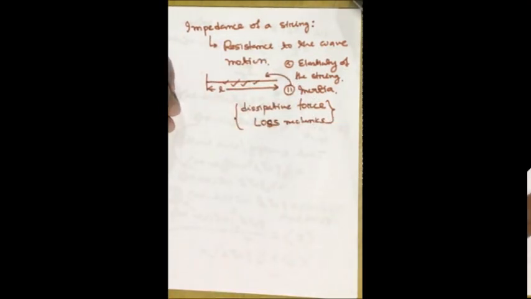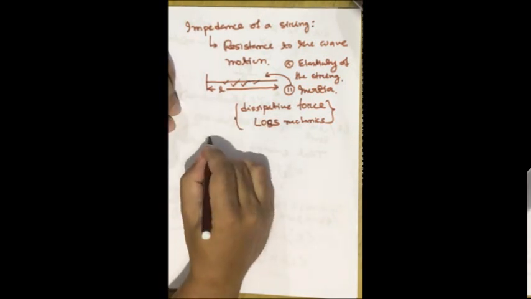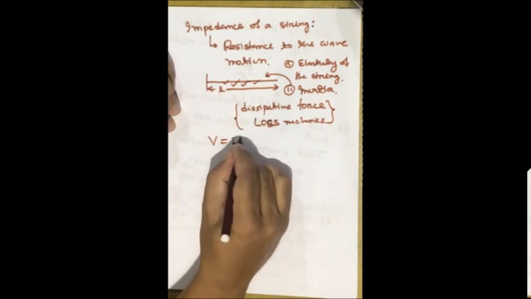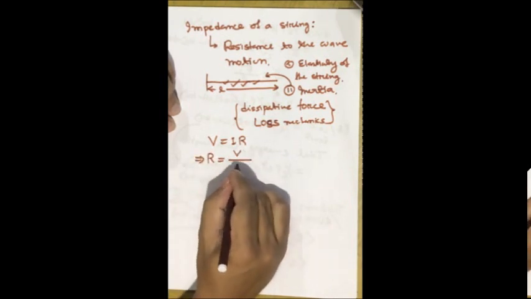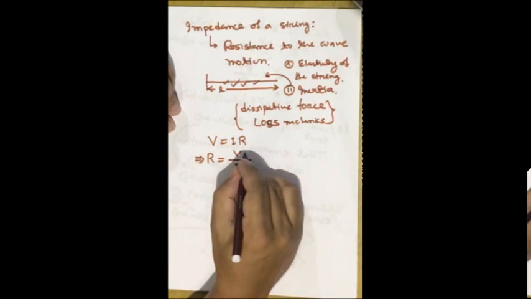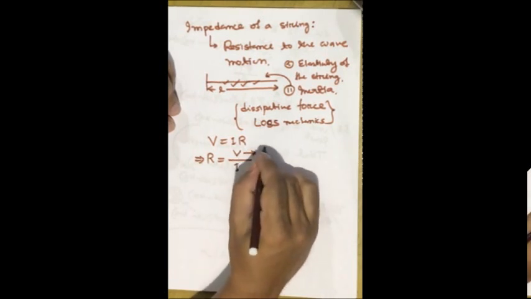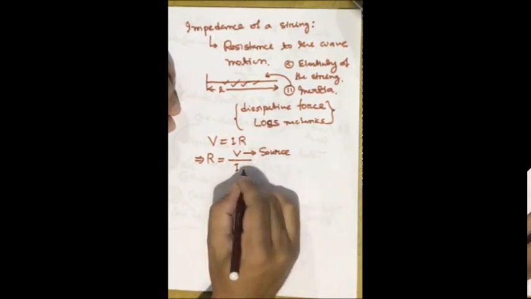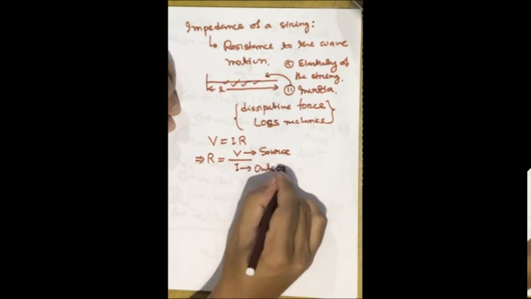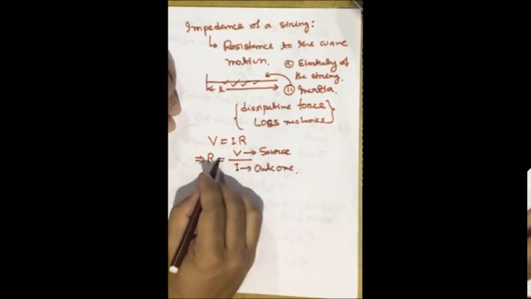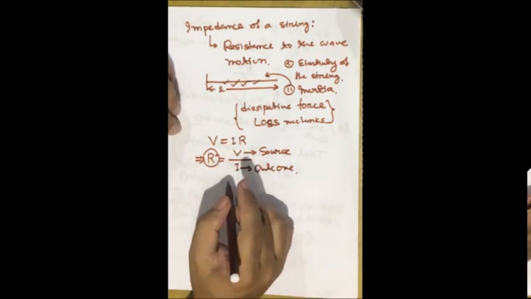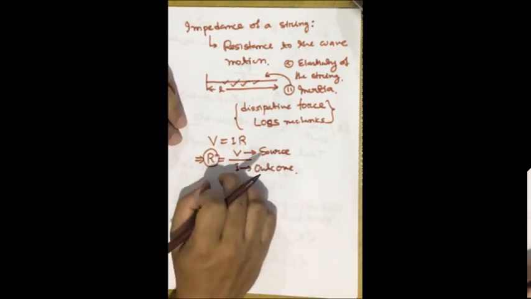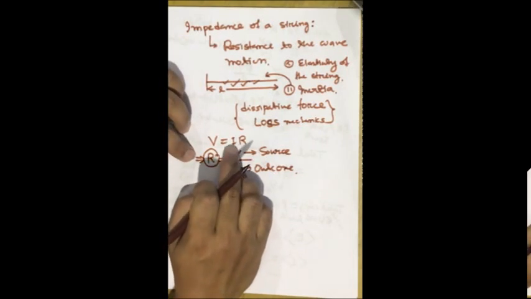For example, when you consider the flow of current, Ohm's law gives V equal to IR. Therefore the resistance is equal to voltage divided by current. We can imagine the voltage as the source and I as the outcome. So source divided by outcome will give us the resistance, or in complex cases it will give us the impedance. Similarly, we can apply the same logic here.